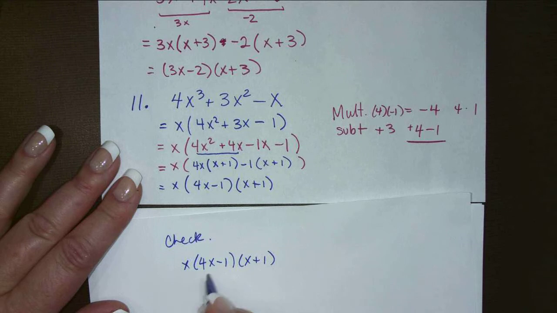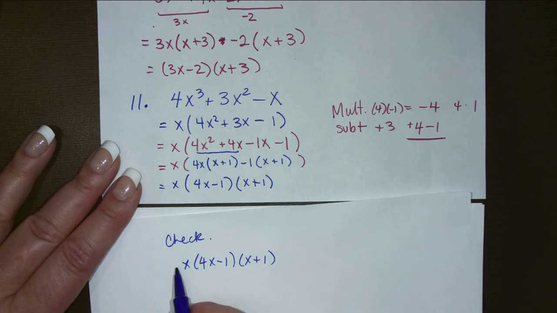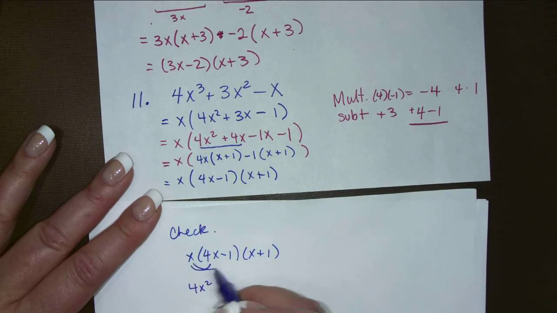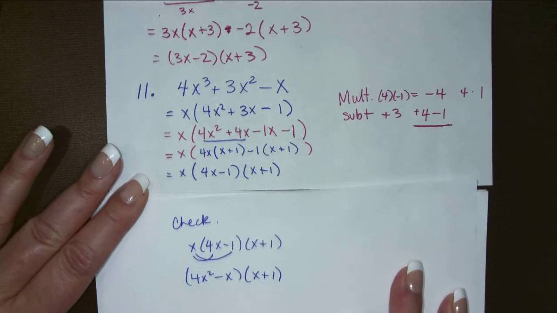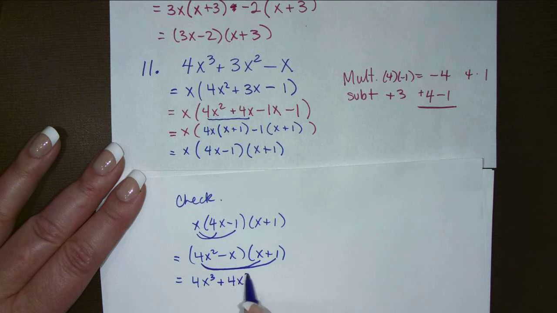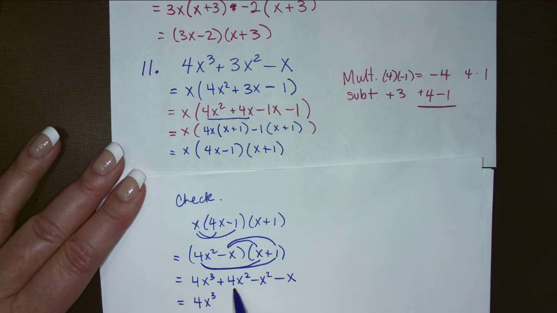you could do the x in first, and then multiply by x plus 1, or you could do these two multiplied to give the x. Let's do it this way. 4x squared minus x, and we still want to multiply that by x plus 1. 4x cubed, 4x squared, minus x times x, minus x squared, minus x. Collect any like terms, so 4x squared minus x squared is 3x squared.